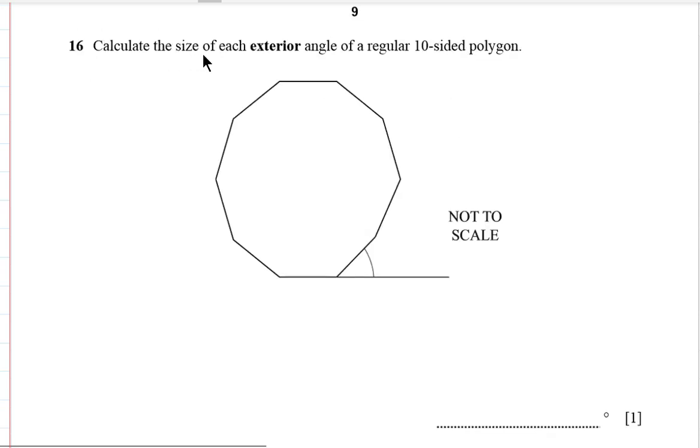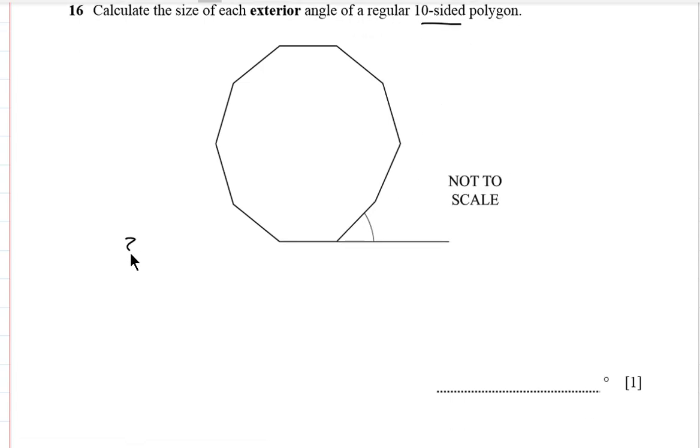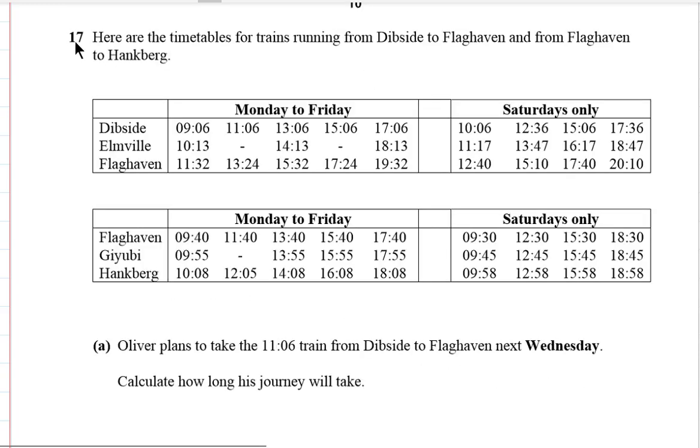Okay. Question 16. Calculate the size of each exterior angle of a regular 10-sided polygon. It's a piece of cake, of course, because we have this beautiful formula, 360 divided by the number of sides, which is 10, to calculate the size of an exterior angle of a regular polygon with n sides. So the answer is 36 degrees.